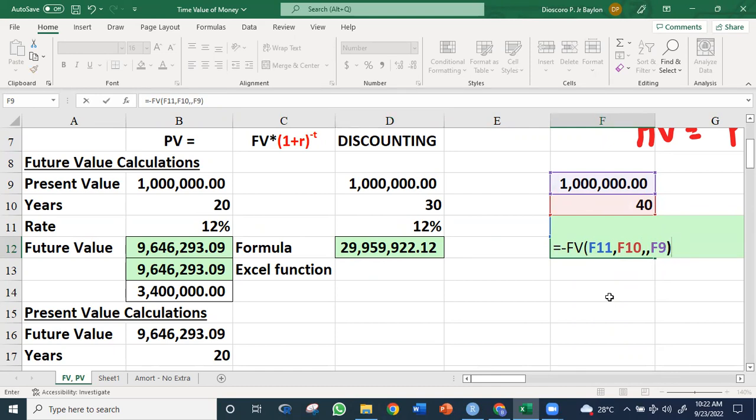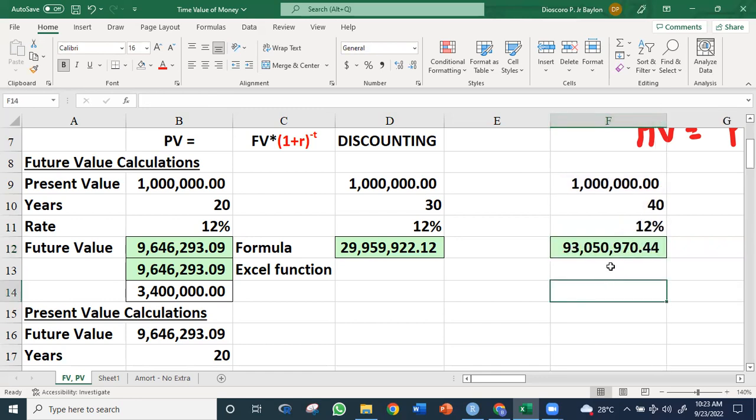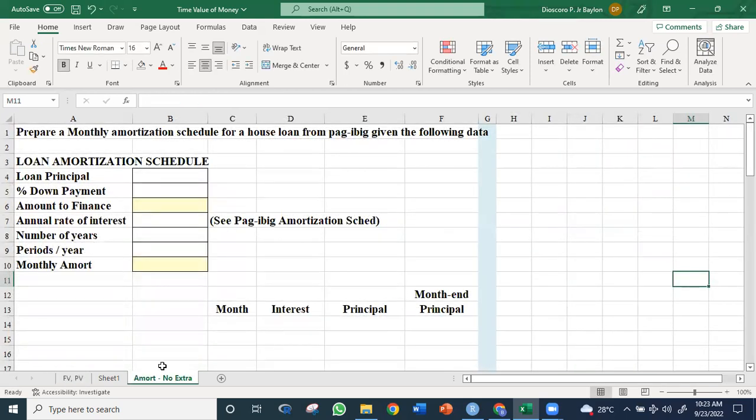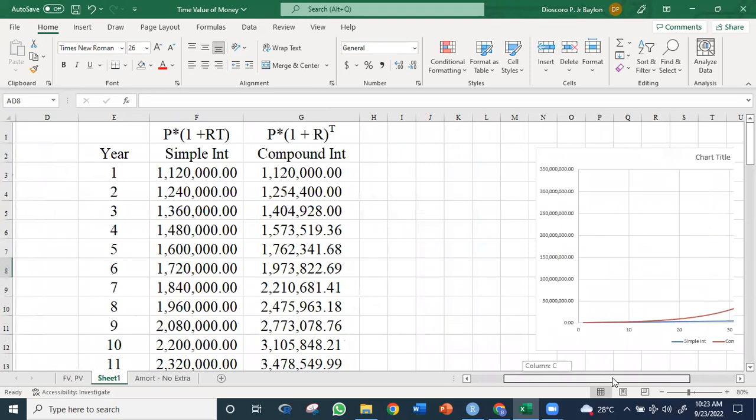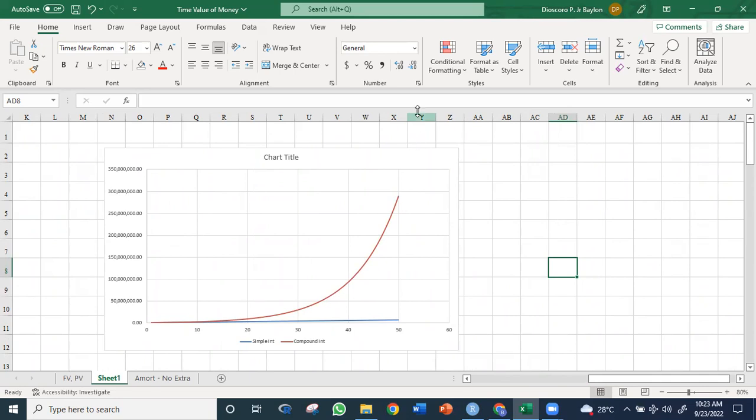Okay, so let me pause for a while, allow you to catch up with the formula. Okay, control enter. Okay, 93 million, wow. So you can see the power of compounding. And as we illustrated a while ago, the curve is exponential. So as you increase the number of years, it will keep on increasing exponentially, very, very steep going up.